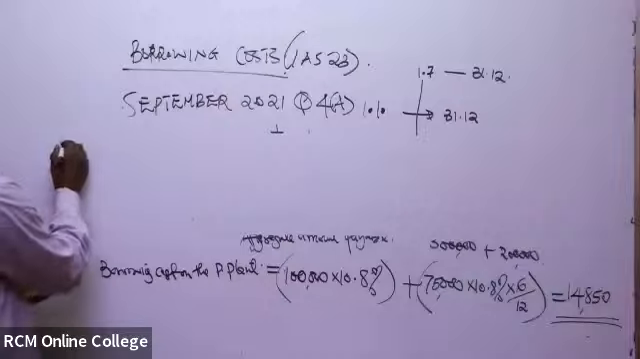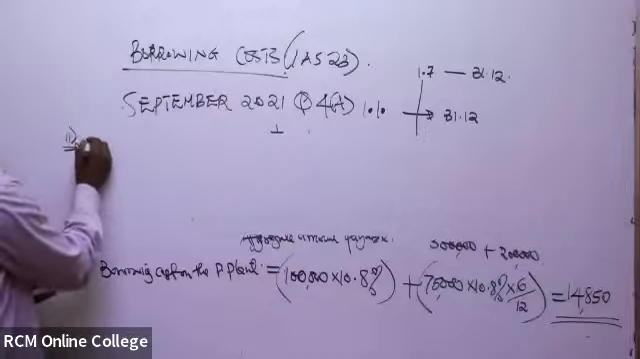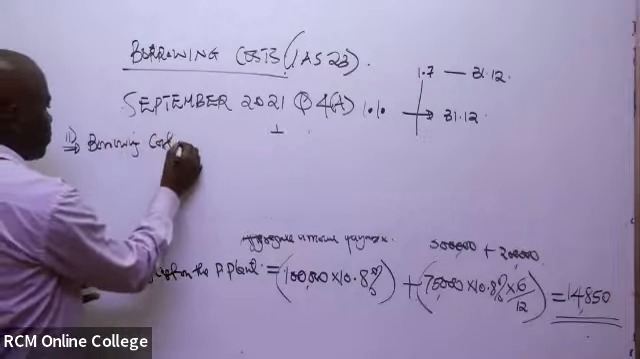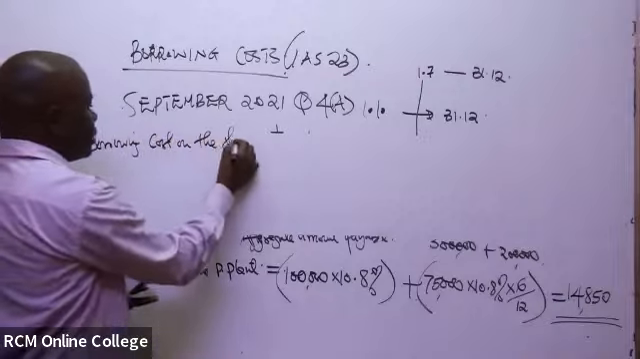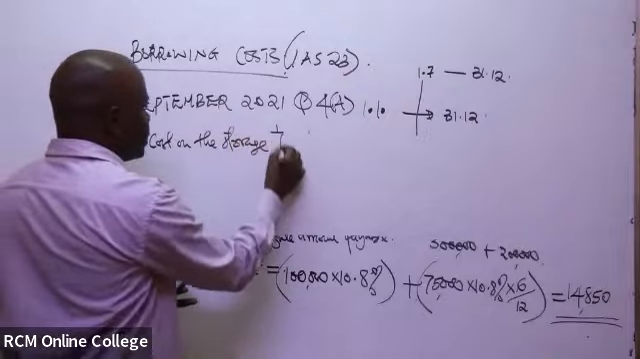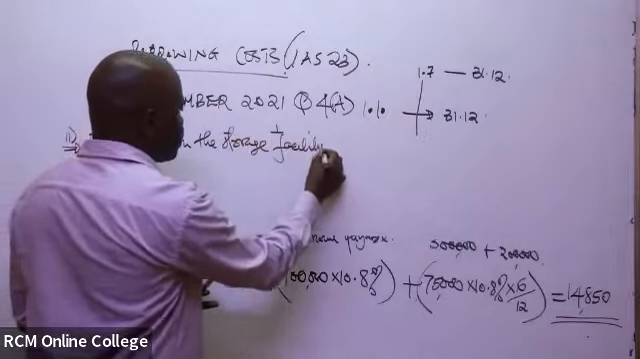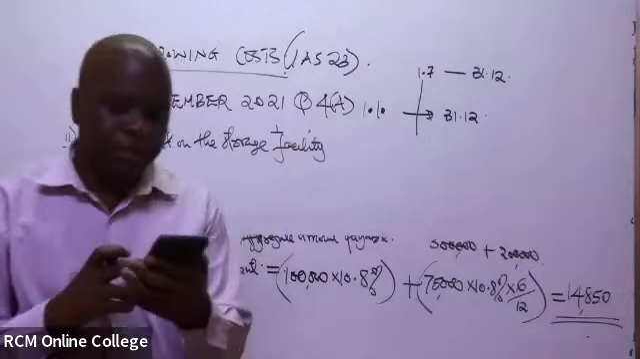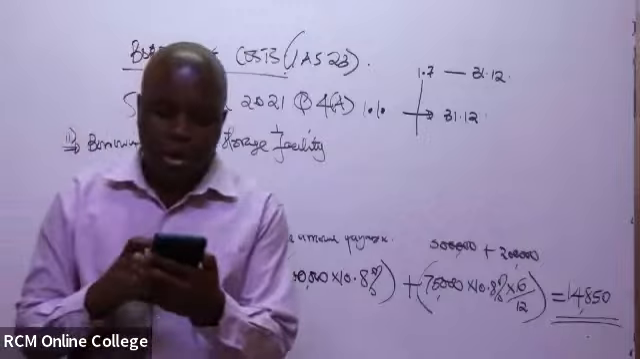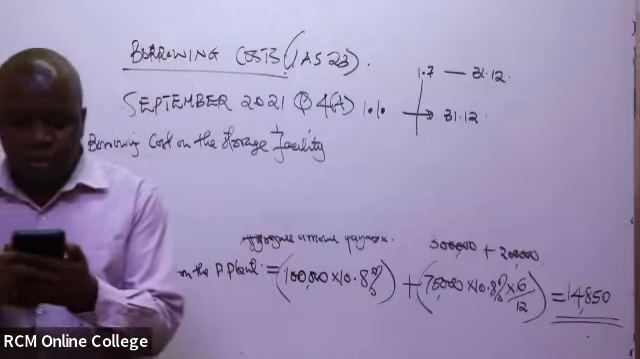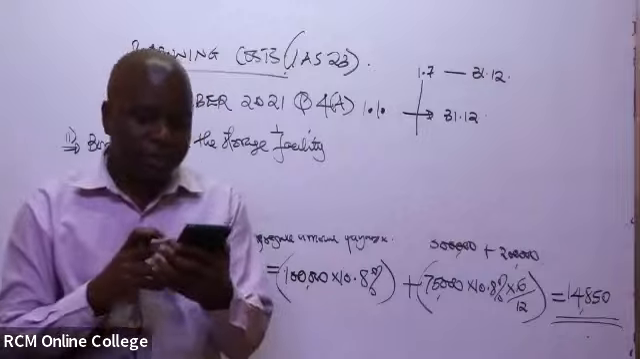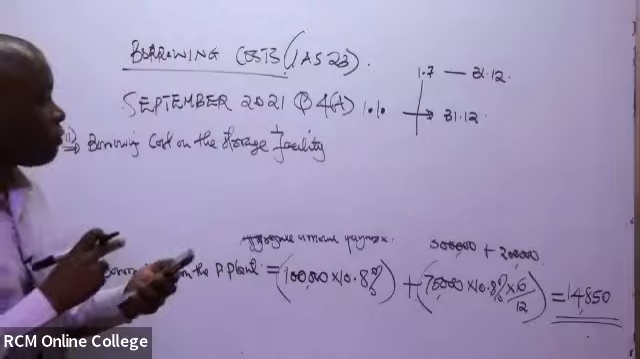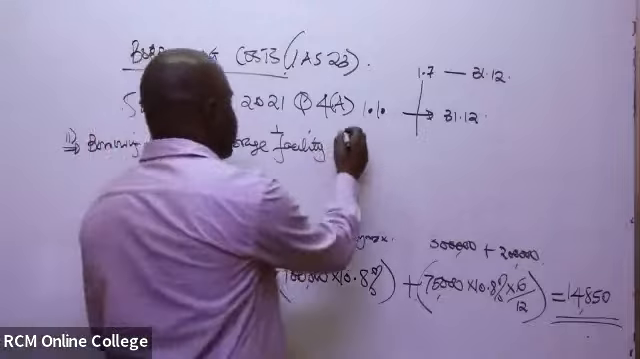So the second part here is the borrowing cost on the storage facility. For the storage facility, you're told the 6% debenture was used to finance the construction of a new storage facility. The construction commenced on 1st of January, but no construction took place between 1st of March to 31st of May. So there was a period of inactivity.